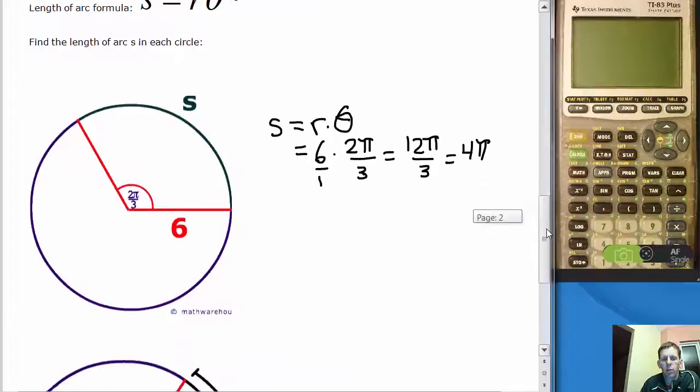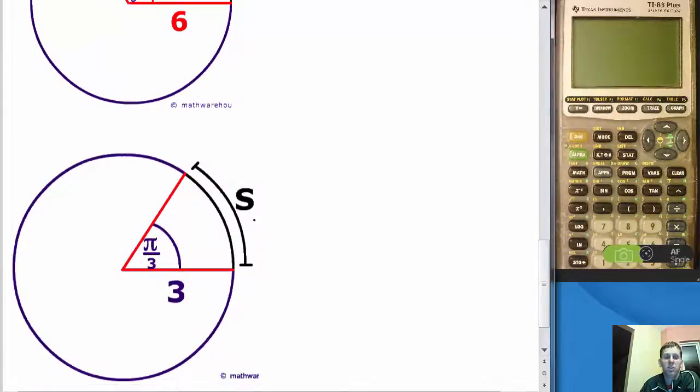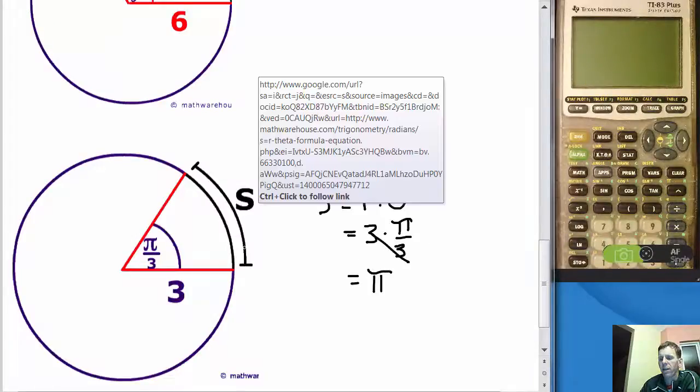So what do you do if you have an angle that's listed in degrees? If it's in degrees, convert it to radians. Here we also have an angle in radian measurement, so to calculate S, again, we take r times theta. The radius of this circle is 3. Our angle is pi over 3. If you cancel out the 3's, you just get pi, and that is the length of this arc right here. And that's simply how you find the length of an arc on a circle.